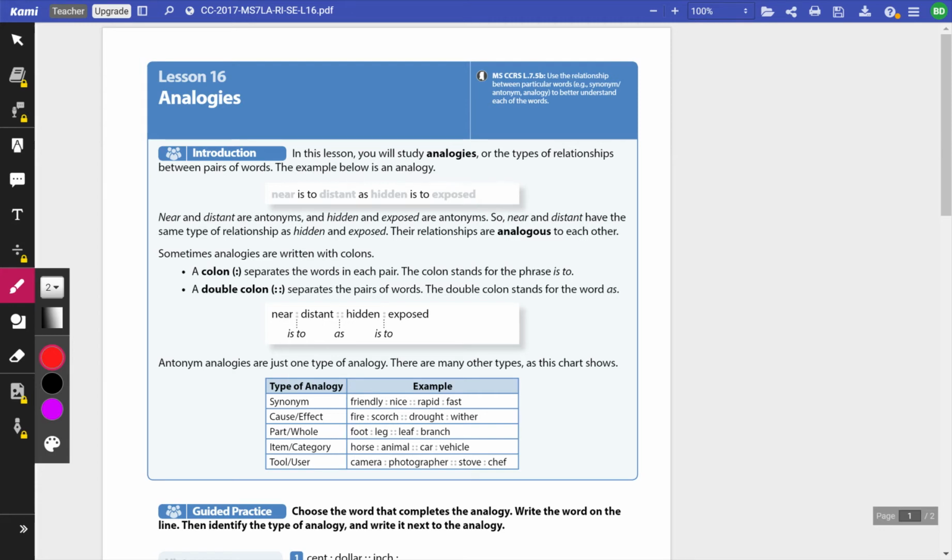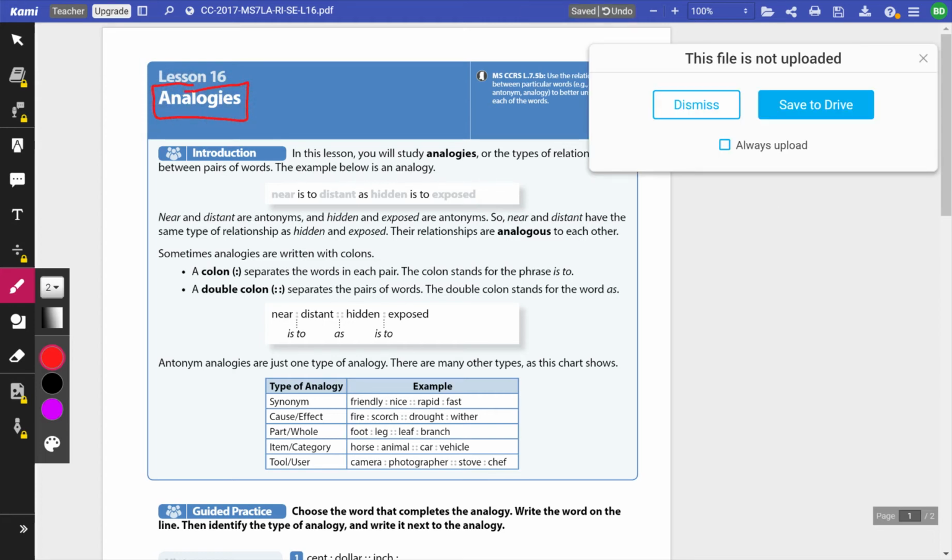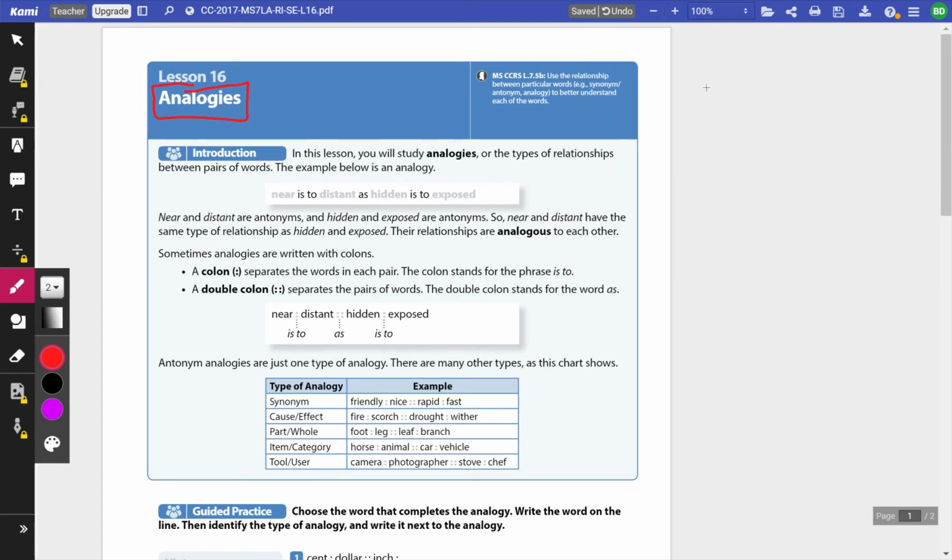So before we get started, the first thing we're going to do is draw a box around the title of the lesson. And the title of the lesson is Analogies. And after we do that, the next thing we do is write the title of the lesson at the top of the page.